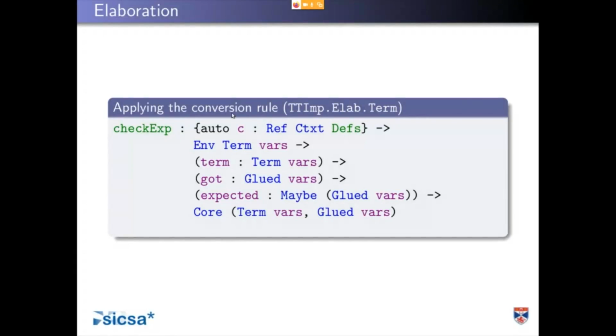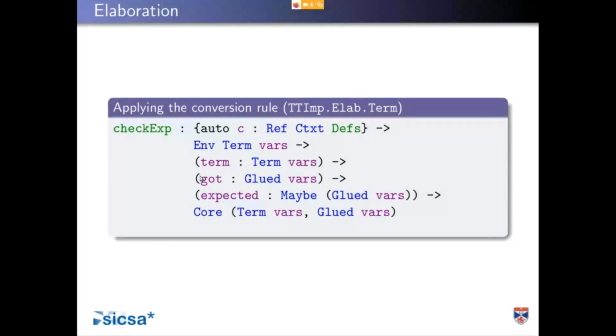So all of that happens, whether it's conversion or unification, in this function checkexp. Every part of the elaborator finishes with checkexp, which says: I have a term that I believe is well typed, which is the result of what the TTIMP has turned into, and I have the type that I believe is correct for it.